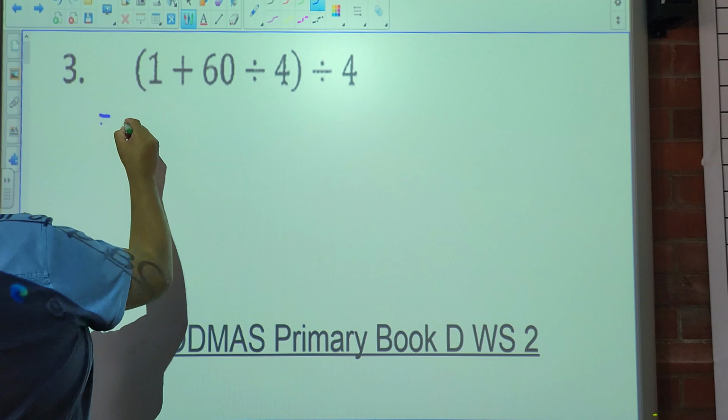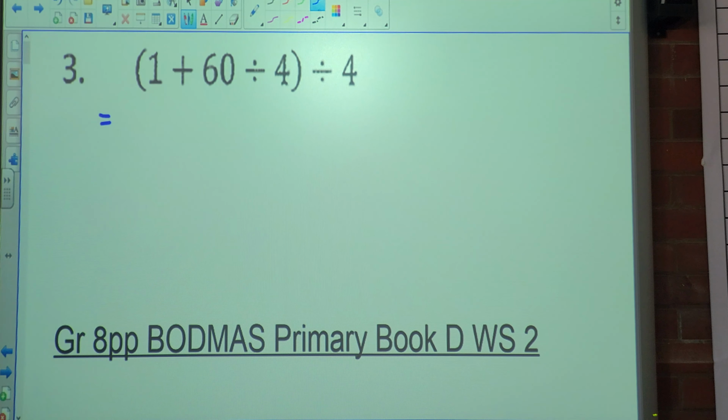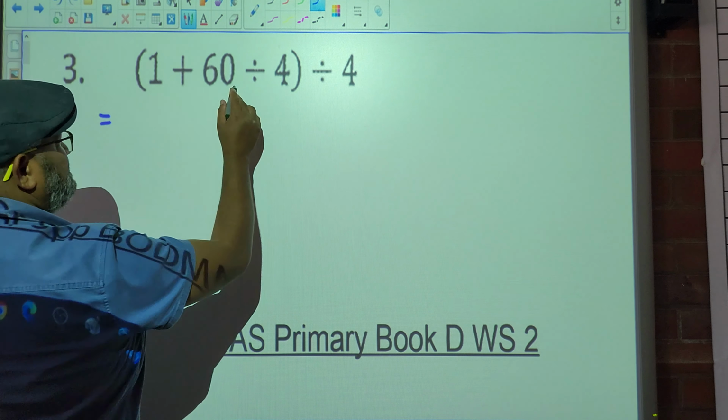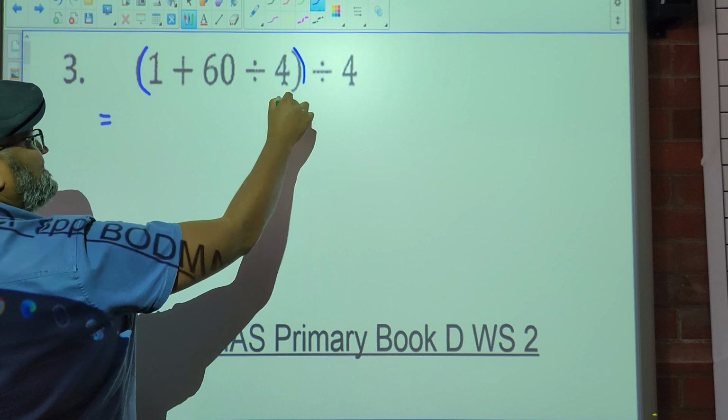Okay, for the worksheet. In this sum we've got division and brackets. So what must be done first? Brackets. Okay, however, inside the bracket.